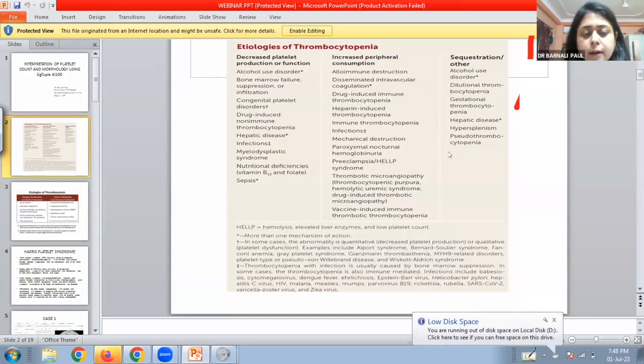Then next is decreased platelet production or function, like we see in cases of bone marrow failure, suppression or infiltration, congenital platelet disorders, drug-induced non-immune thrombocytopenia, liver diseases, infections, MDS, nutritional deficiencies, mainly megaloblastic anemia, in alcoholic patients and sepsis. And also sequestration or other conditions like dilutional thrombocytopenia, gestational thrombocytopenias, again liver disorders, alcohol use disorder, hypersplenism, and pseudothrombocytopenia.